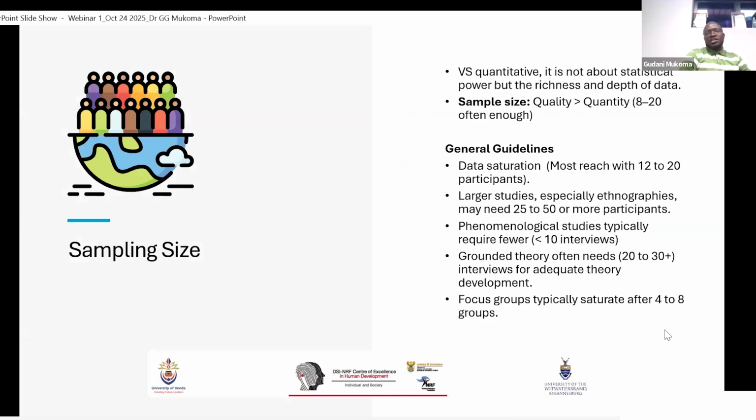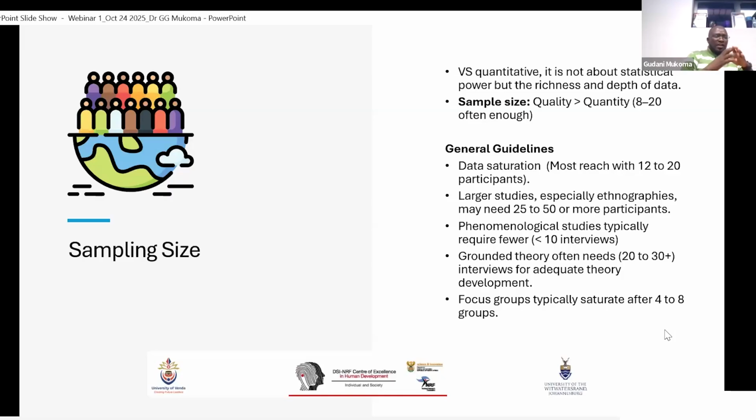And, compared to quantitative research, qualitative is not about statistical power. And I'm repeating this. It's mainly about the richness and depth of the data. So here, this is where you get to see very small sample sizes. And literature shows that for quality data, researchers need about 8 to 20 individuals. You will be able to generate insightful or rich data when you have that sample size. And these are some of the general guidelines for understanding qualitative research sample size.